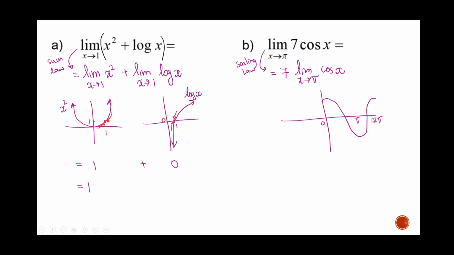So this is a rough sketch. As x approaches pi, then the y value that is being approached here is -1. So by the law, we can have 7 multiplied by -1, which is in the end -7.